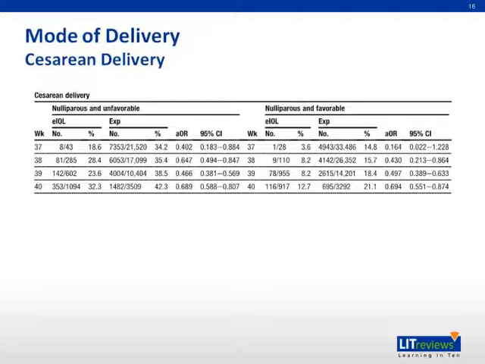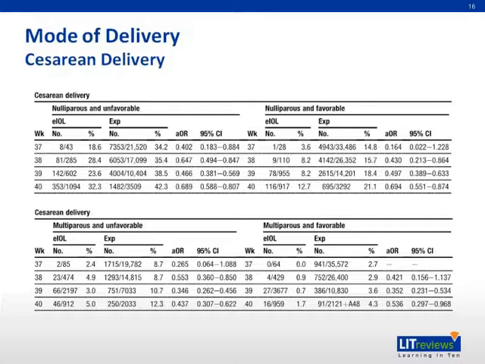In this slide, we look at the cesarean delivery rates comparing elective induction of labor and expectant management in both nulliparous and multiparous women with favorable or unfavorable cervix. As you can see in this slide, the significant results are highlighted in yellow.